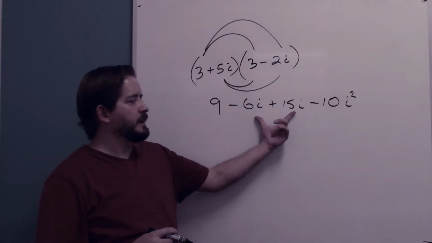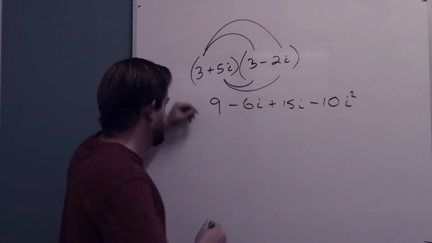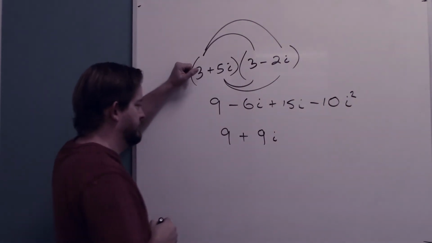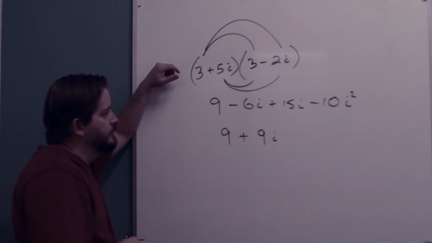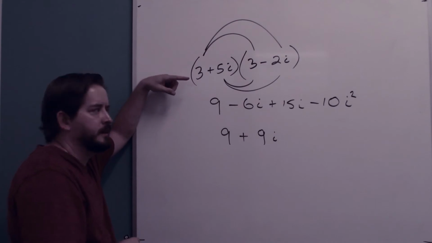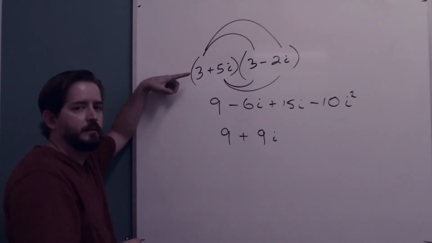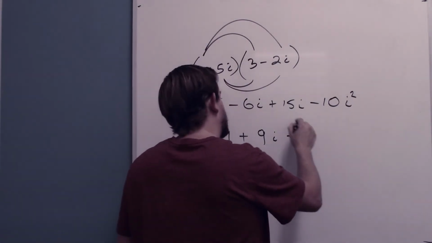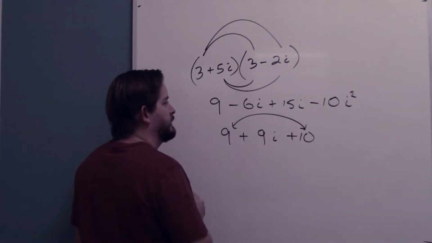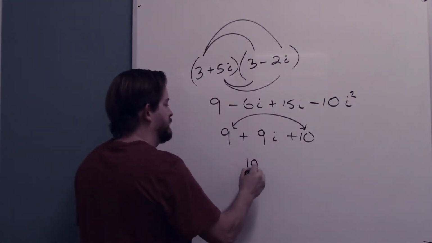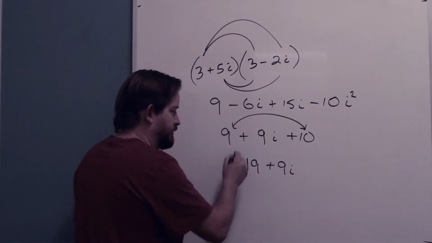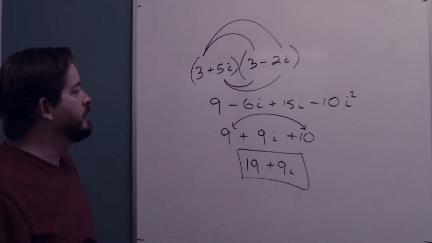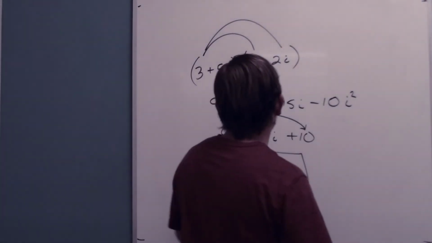And I can combine my i terms, negative 6 and plus 15, is 9i. And then this i squared on the outside there is negative 1, right? And so I have negative 10 times negative 1, that's a plus 10. And now I can combine these two because they're both real. And so I have 19 plus 9i, and that's my final answer. So know how to multiply those together and then simplify. And also know how to divide.